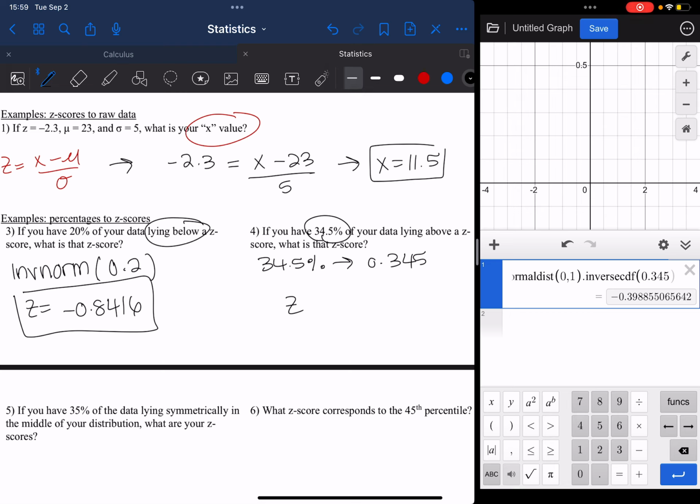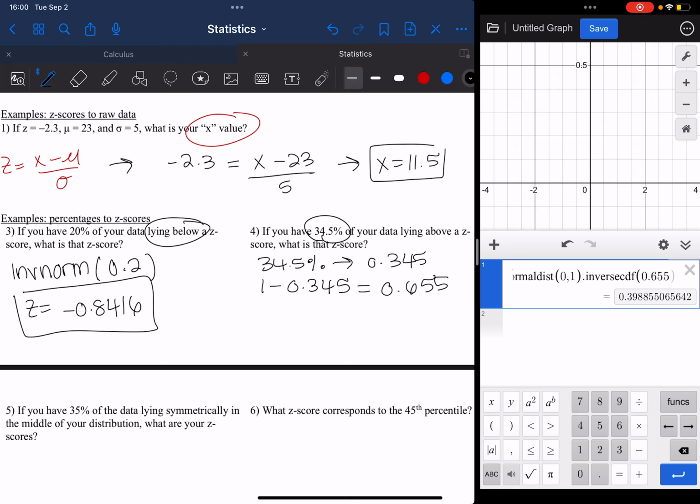Let me check something real quick, because now I'm curious. So let's assume that we were looking at the data table like we were doing in the beginning, and we had to do 1 minus 0.345 to give us 0.655. If I was to type that in, notice our answers were pretty similar, but one had a negative z-score and one had a positive z-score. So it looks like you could type in either way.